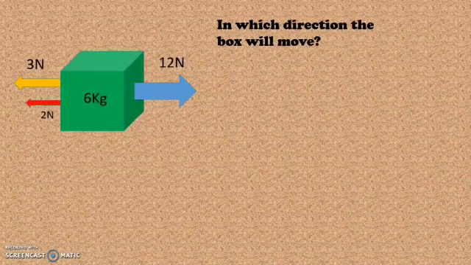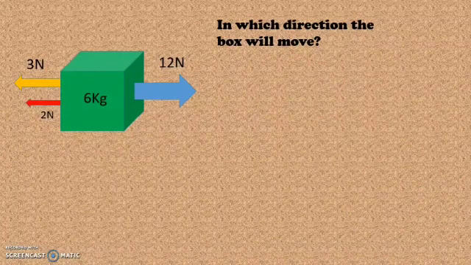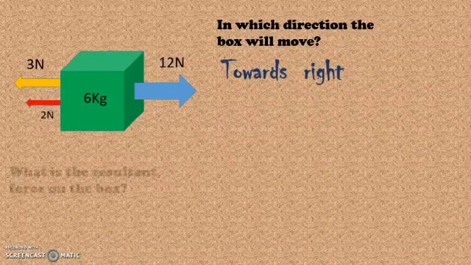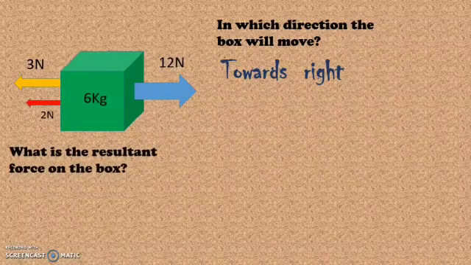Next question is, in which direction the box will move? The weight of a box is 6 kg. We have three forces, 12 Newton, 3 Newton and 2 Newton. The box moves towards right because the sum of forces on the left side is 5 Newton and on the right side is 12 Newton. 12 minus 5 we have 7, so it moves towards right. What is the resultant force on the box? That is 7 Newton.